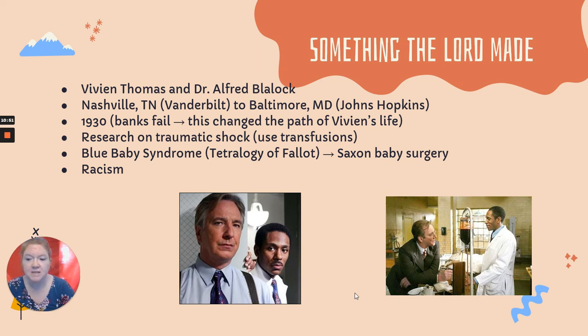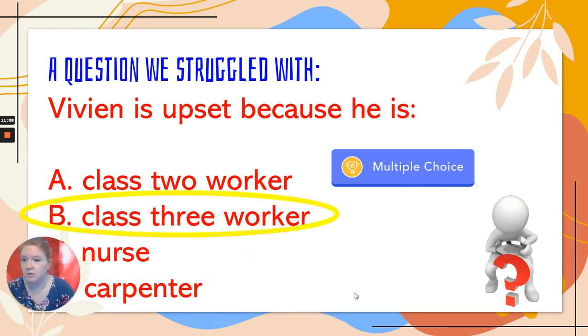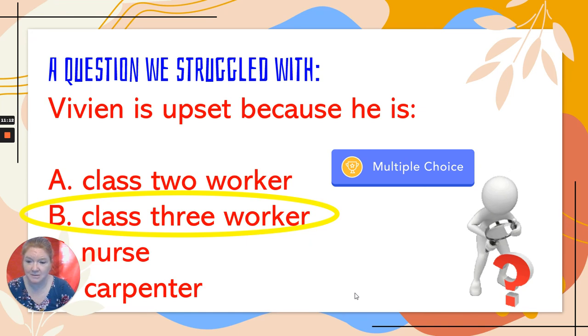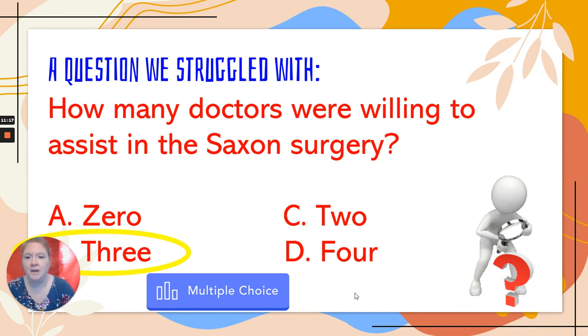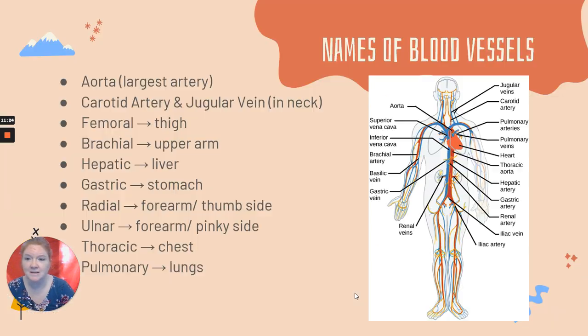Evident in this movie is a lot of racism. The relationship between them is very complicated. Although Dr. Blaylock treats Vivian as an intellectual equal, he doesn't really stand up for him in situations where he could have potentially. So, a question we struggled with, Vivian is upset. Well, he's upset because he's a class 3 worker, okay, and getting paid like a janitor, a maintenance worker. Okay, how many doctors were willing to assist in the Saxon surgery? Just 3. That's it, out of that whole class.